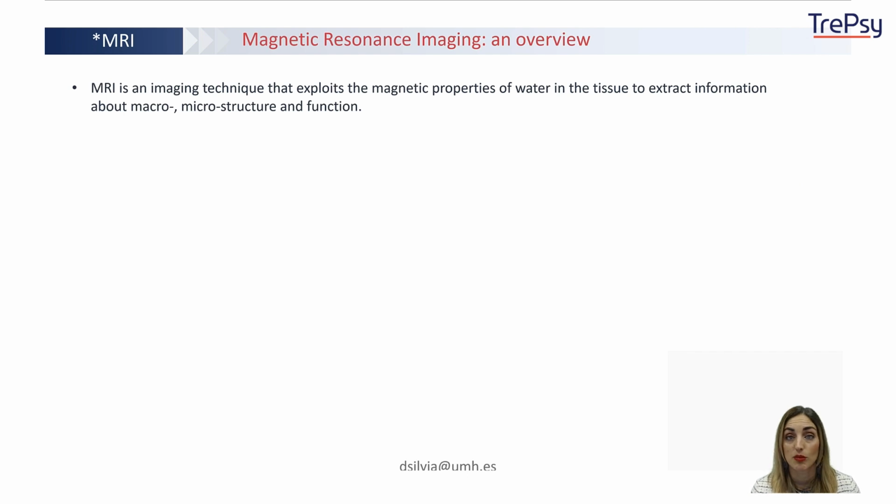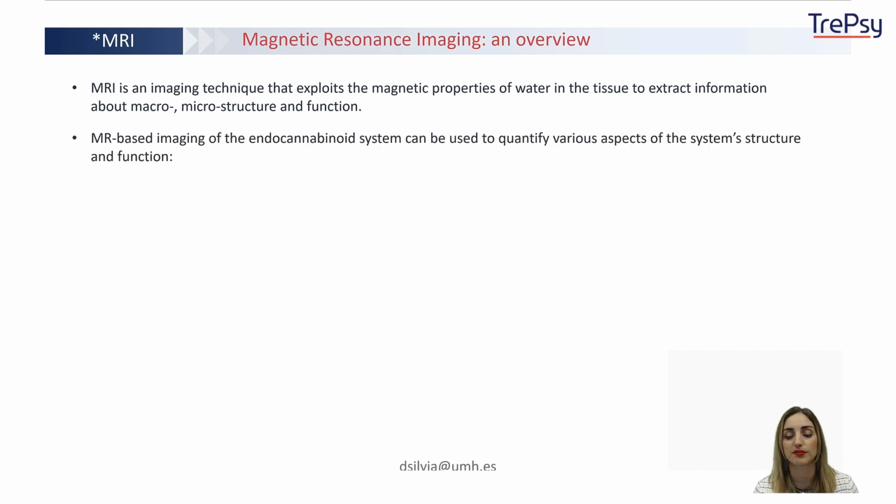Okay, well, again, let's start with an overview. MRI is an imaging technique that exploits the magnetic properties of water in the tissue to extract information about macro- and microstructure and function. So instead of injecting a tracer, the tracer, in a way, is the water that is already in the tissue. This means there is much higher signal, but that, of course, specificity is more challenging to achieve.